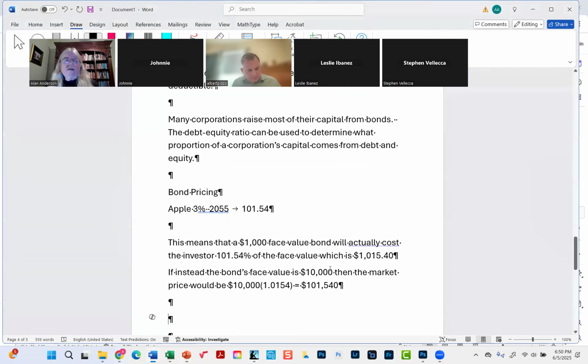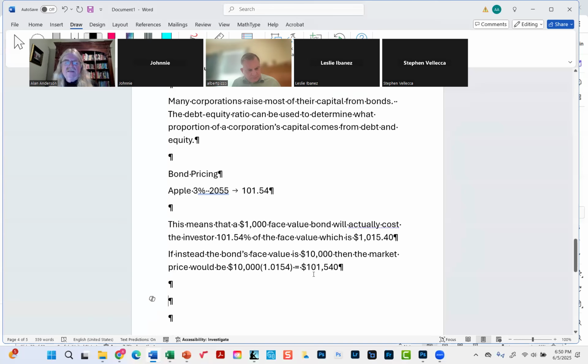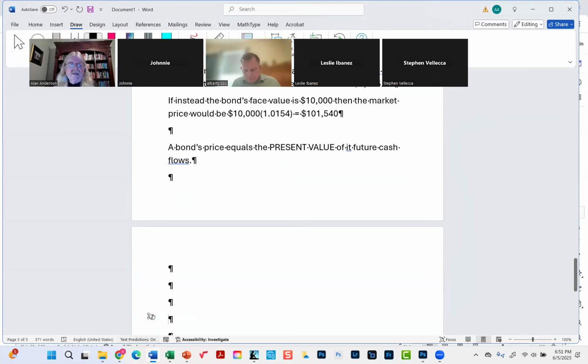So now, where did that come from? Where did that number, how do we know? Well, the bottom line is a bond's price equals the present value of its future cash flows. And this is a key concept. We'll review this in a second. So we're going to take a little detour and explain briefly what present value means.